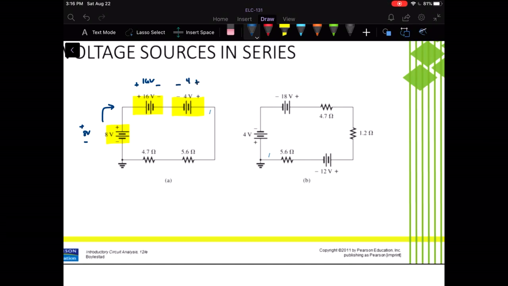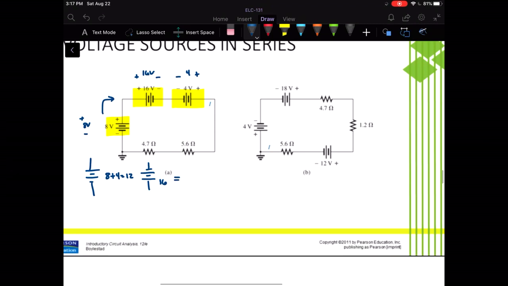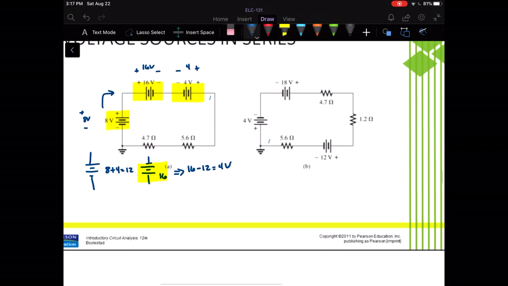So in this direction, we've got 8 plus 4, or 12. And in the opposite direction, we've got 16. That means our net voltage source would be 16 minus 12, or 4 volts, in the direction of the larger one. If I were to redraw this circuit, I would draw a source like the 16-volt source, with the positive side over here and the negative over here, and that would be 4 volts.